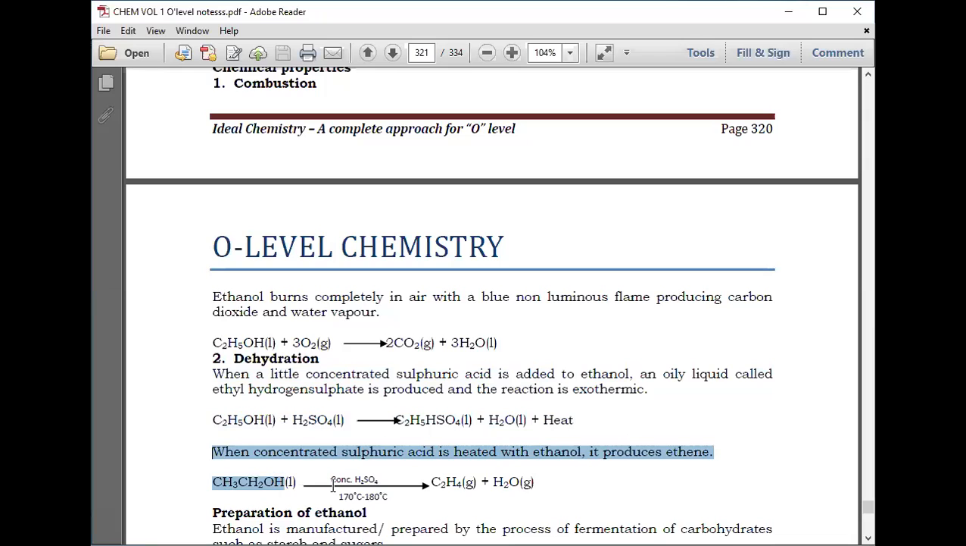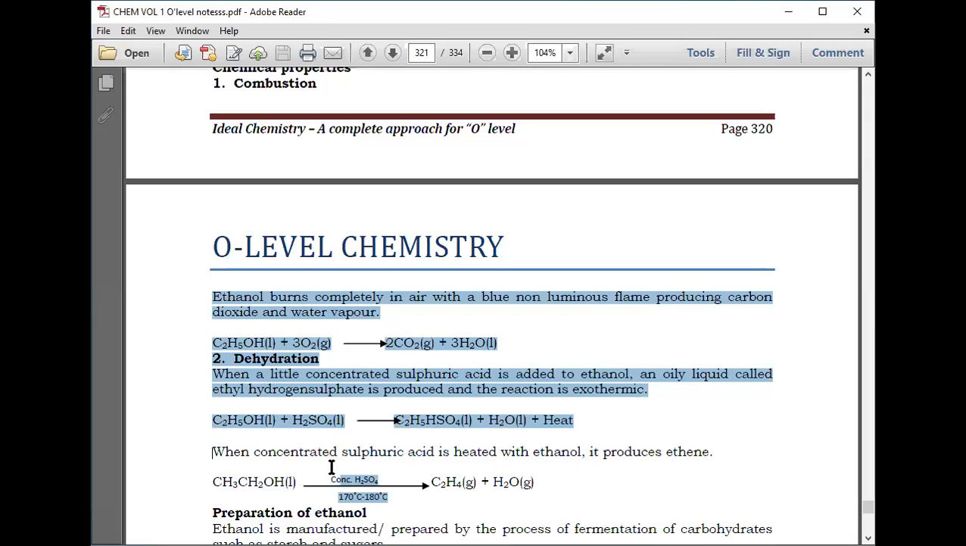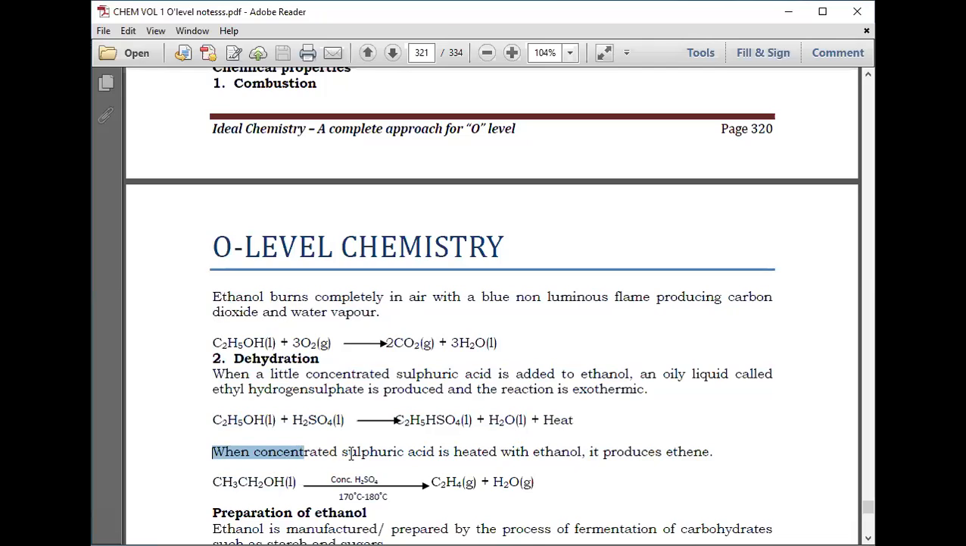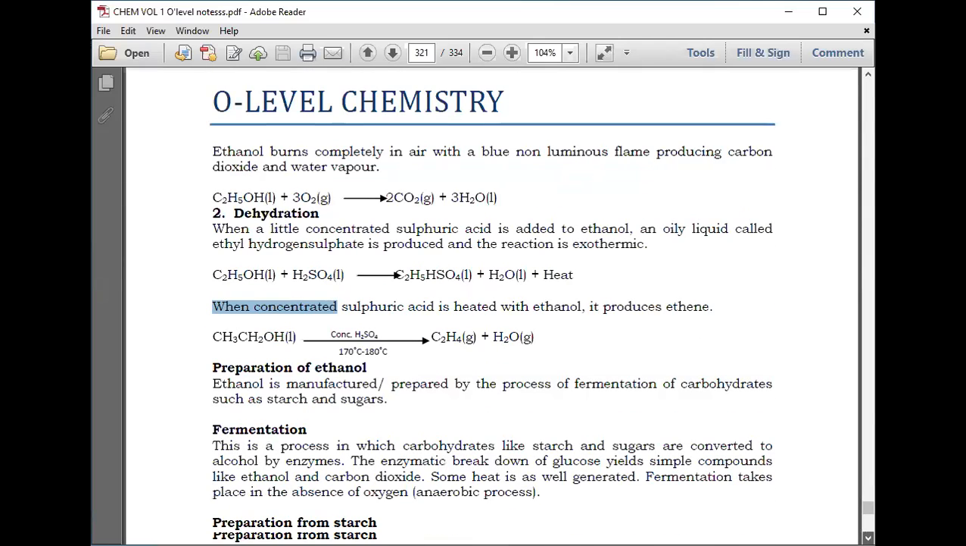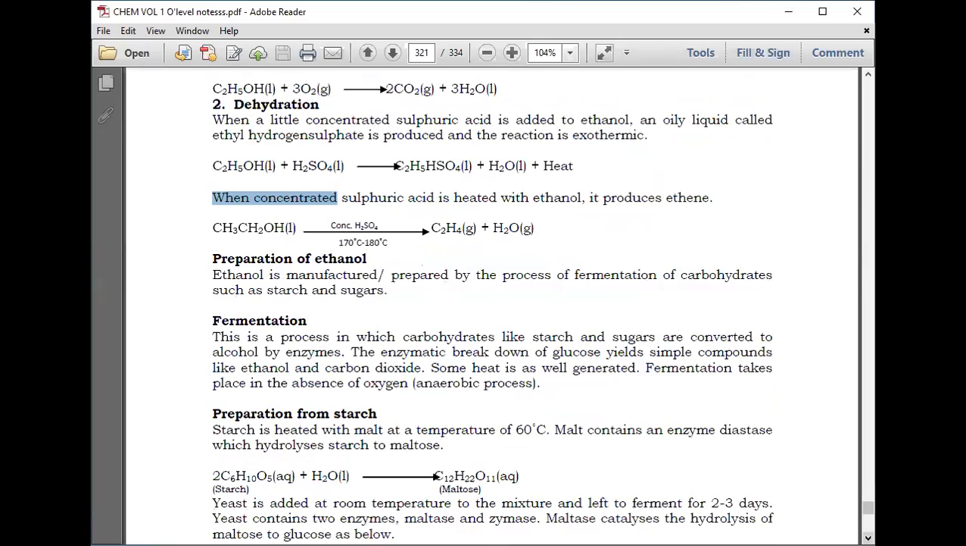When concentrated sulfuric acid is heated with ethanol, it produces ethene. And I repeat, the conditions are: sulfuric acid must be concentrated, sulfuric acid must be in excess, and sulfuric acid must be heated at a temperature of 170 to 180 degrees centigrade.